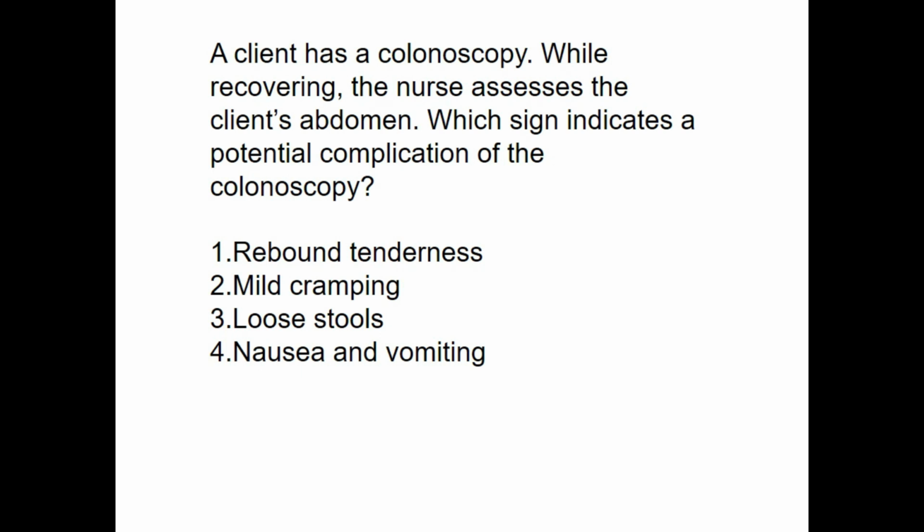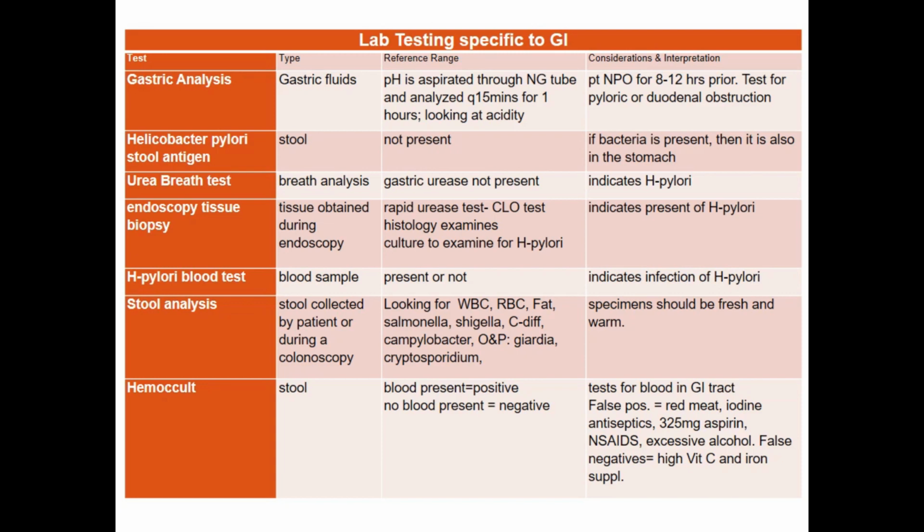Let's start at the bottom. Nausea and vomiting, loose stools: definitely not a complication. They did drink all that GoLytely, so that's normal. Mild cramping: that air in the bowels can be quite uncomfortable, so I would say that's not it. Rebound tenderness. The correct answer was rebound tenderness, because that indicates some sort of peritonitis going on.